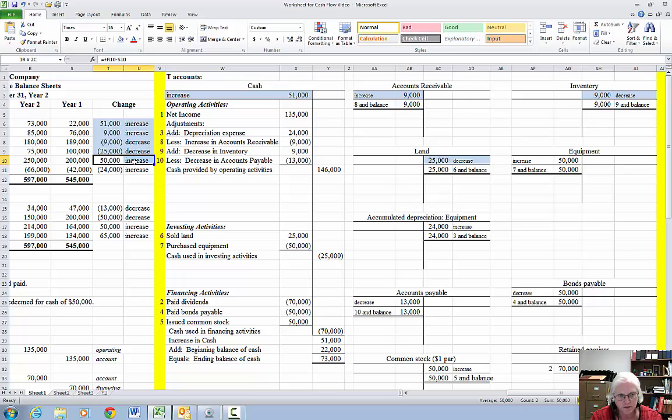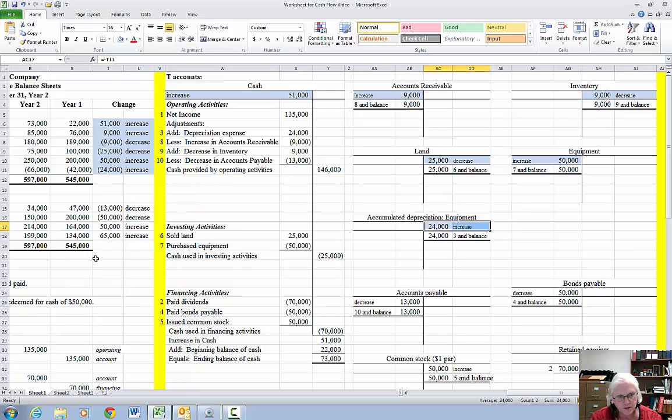Next is equipment, and it is a $50,000 increase. Equipment is an asset, so it debits for $50,000 because that's the increase. And then the last, the contra asset, is accumulated depreciation. Notice that it increased. The normal balance of accumulated depreciation is a credit, so if we increase accumulated depreciation, it has to be on the credit side.